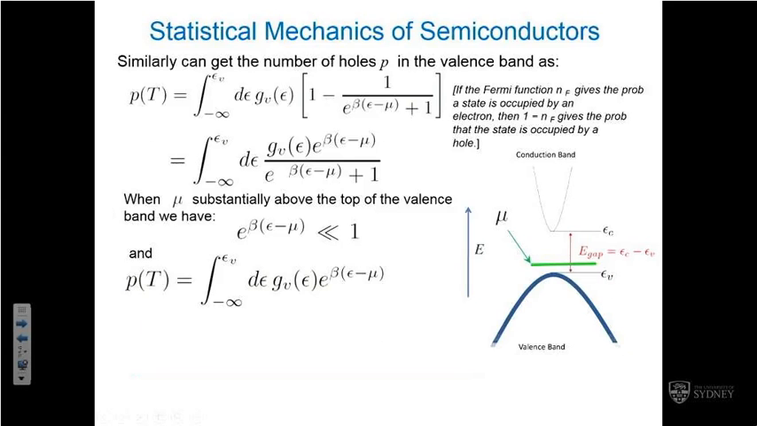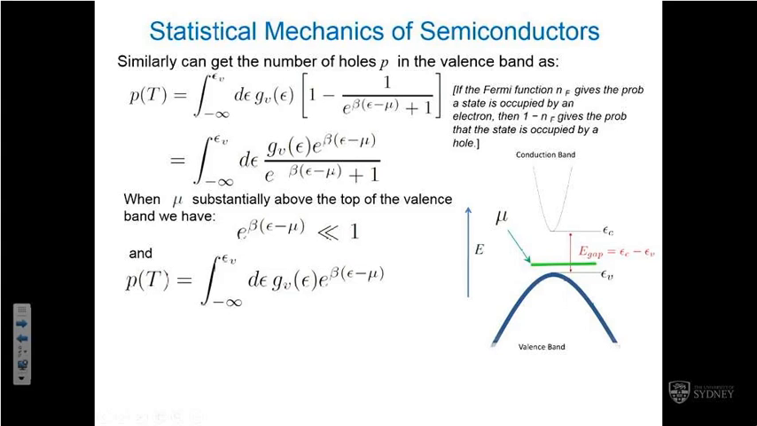So in this case here, the important difference is we have kind of the same procedure. We have now for the P, which means holes, we are integrating from minus infinity, as you can see, all the way up to the valence band maximum.